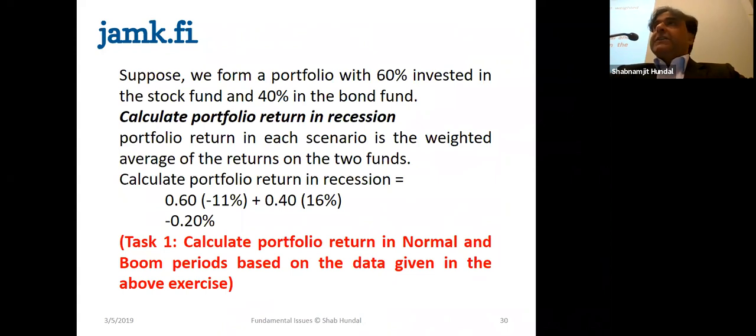So if you see the 60-40 proportion, who do you think this investor is? Any guesses? No guesses? I agree and disagree with you at the same time.